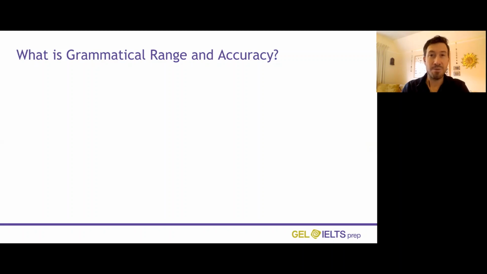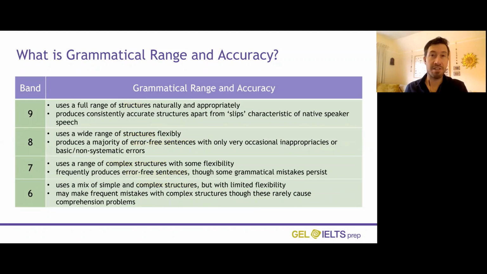So let's look at what grammatical range and accuracy is. Well, as you can imagine, it's the grammar part of the speaking, so that's where the examiner is assessing your grammar. And we can see here the marking criteria that they use to assess it. And you can see here it's going from 6 to 9. 9 is the highest. It actually goes down to 0, but we're just going to focus on 6 to 9 here and look at some of the key features.